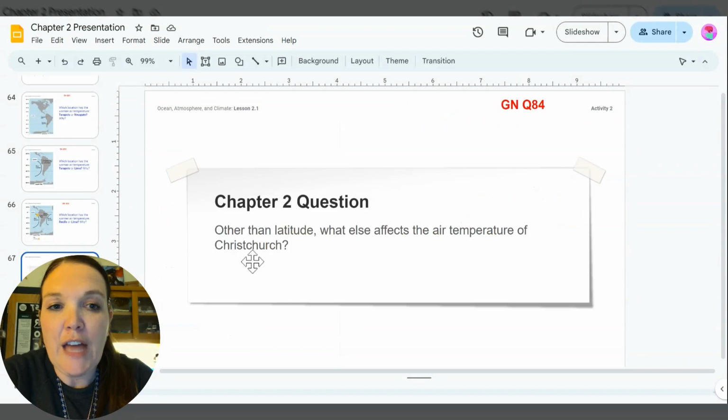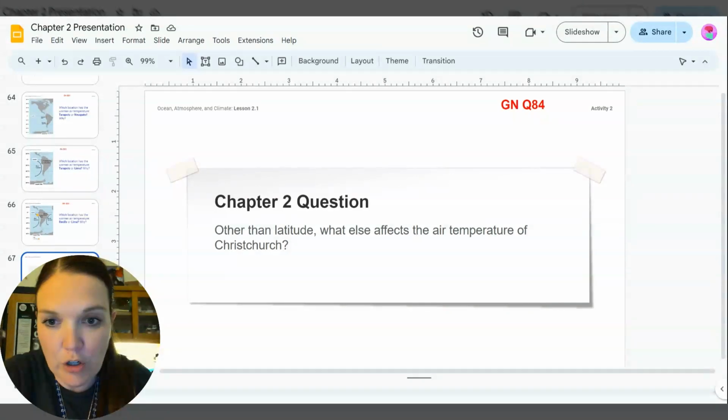Okay, once you've finished that activity, we have our guided notes question 84, a chapter 2 question that you'll need to put down. Other than latitude, what else affects the air temperature of Christchurch? And you need to go ahead and answer that question for me. Complete sentences, please. Take a moment, think about what you've learned in this chapter, and answer the chapter 2 question. Other than latitude, what else affects the air temperature of Christchurch?